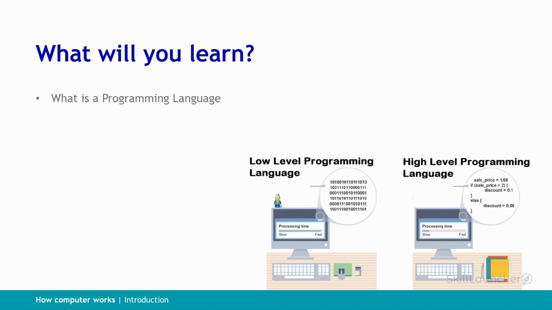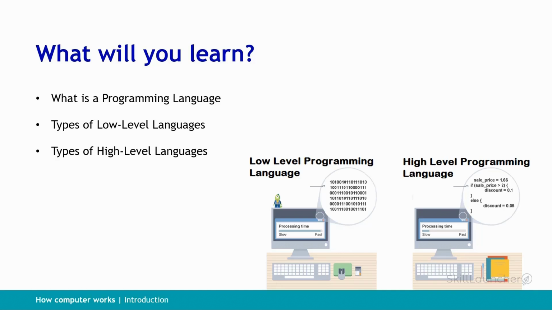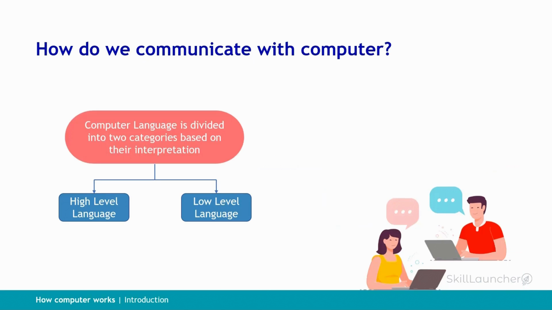In this lesson, we would be learning what is a programming language, types of low-level languages, and types of high-level languages. How do we communicate with a computer? Obviously, a computer cannot understand any commands that we may give in English or in any other language. Computer has its own set of instructions for communication. These are what we simply call computer languages. They are broadly divided into two categories: high-level language and low-level language.